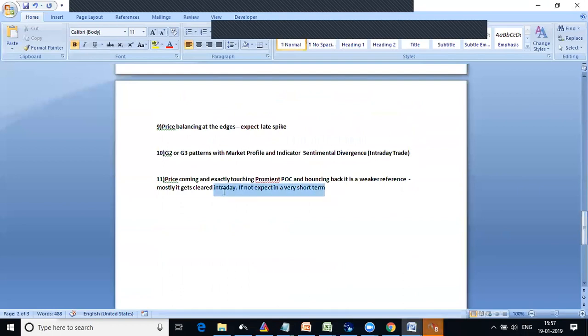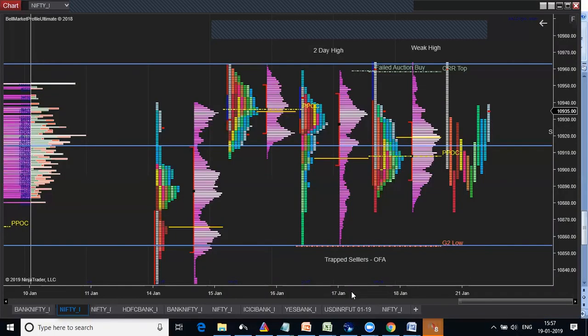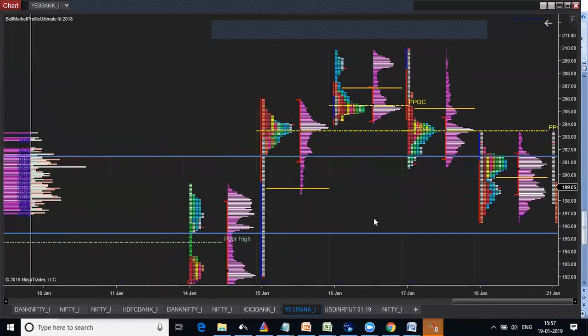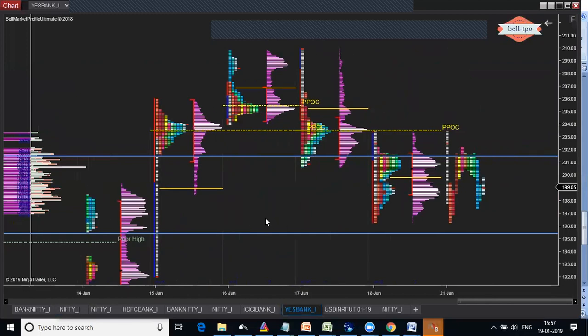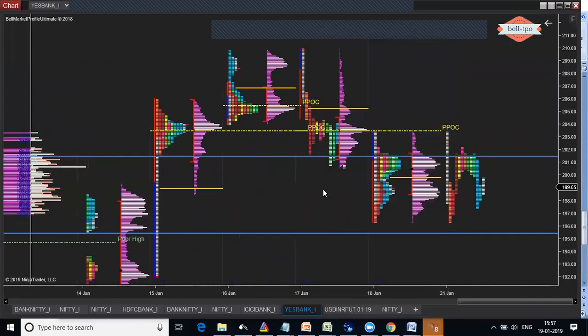So this is the last one to discuss. Let's look into S Bank. S Bank, if you remember, we got an ABC elongation with an outside bar, right? So this is a strong auction, right?